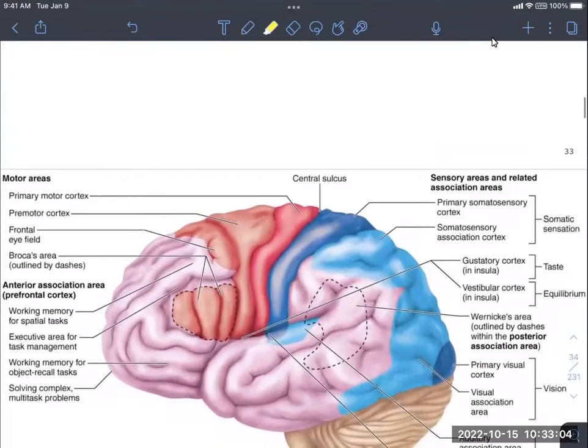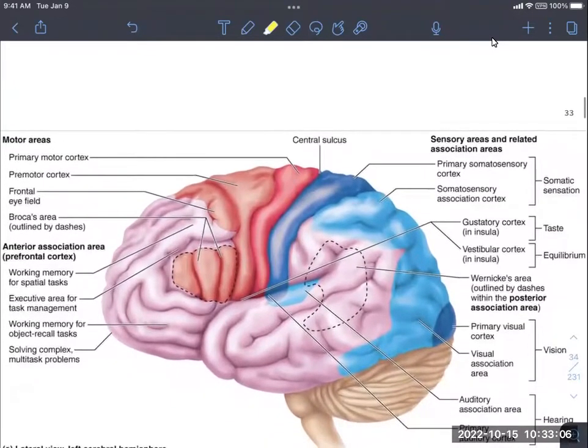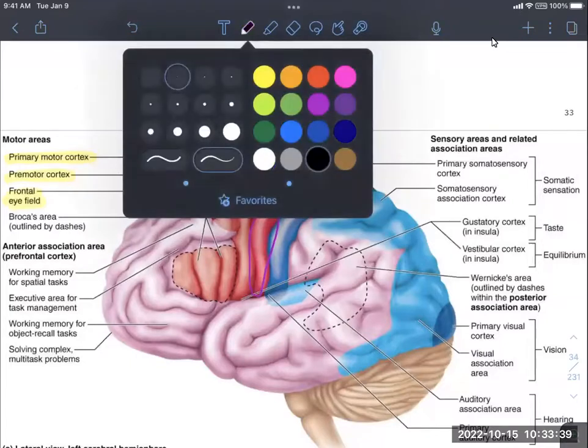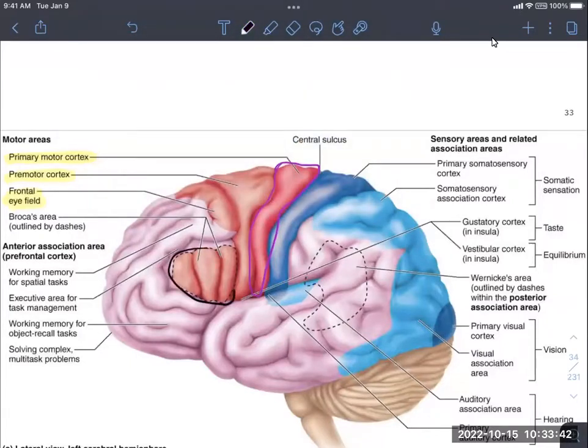So let's look here. Our primary motor cortex is this portion in dark red. It's just before that central sulcus. In front of the primary motor cortex, we have the premotor cortex. And in front of the premotor cortex, we have the frontal eye field. Broca's area is this portion through here.